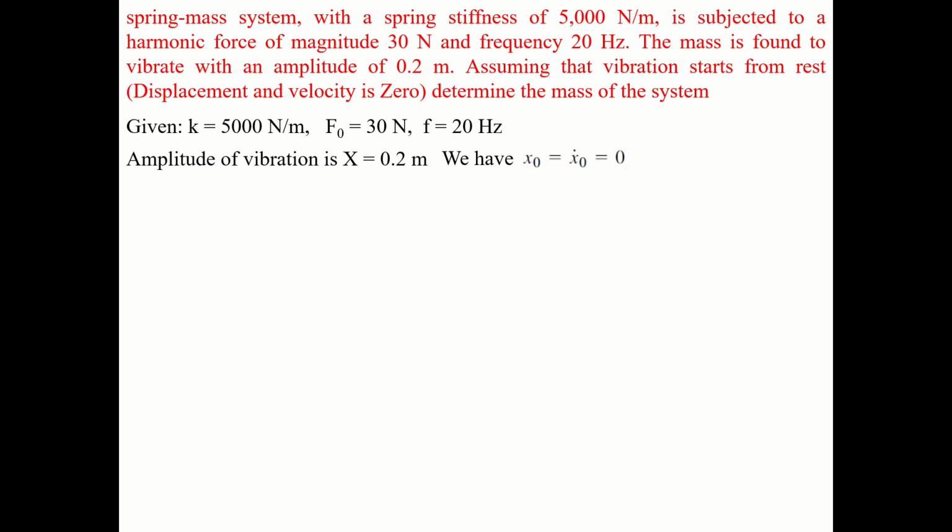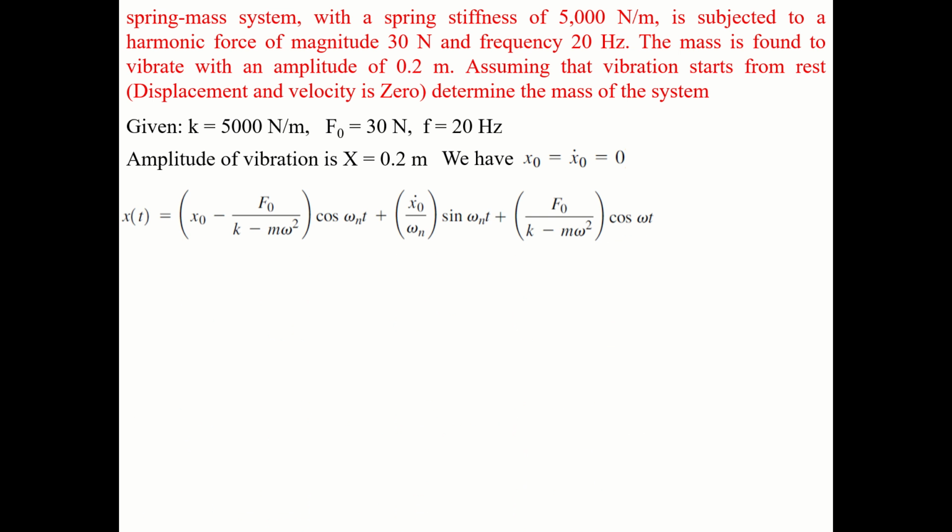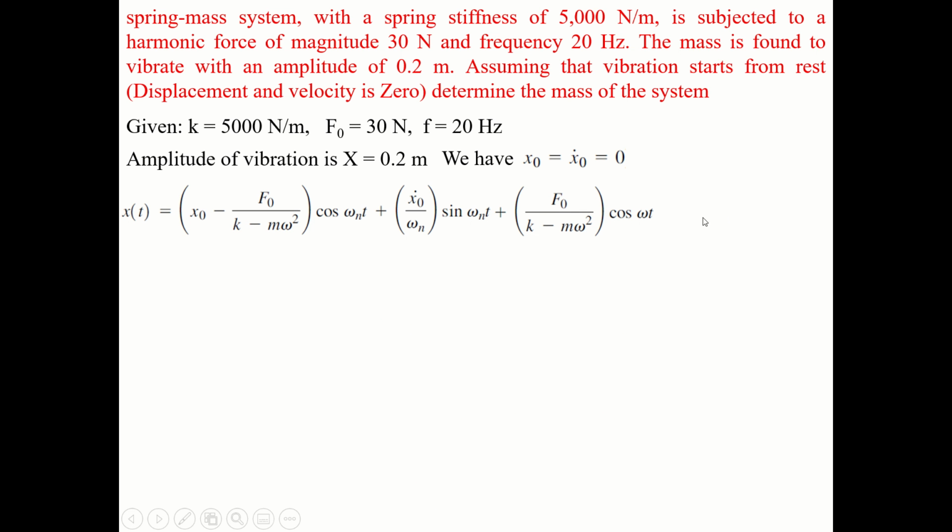Now we have a spring mass system. What is the response of the spring mass system? We have done a derivation in the last class. So x(t), the response, that is the displacement of the system, is given by (x naught minus F naught divided by (k minus m omega square)) cos omega n t plus (x naught dot divided by omega n) sin omega n t plus F naught divided by (k minus m omega square) cos omega t. Omega is the exciting frequency, but omega n is the natural frequency, that is root k by m.